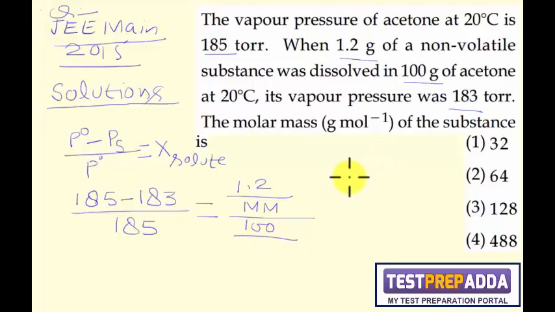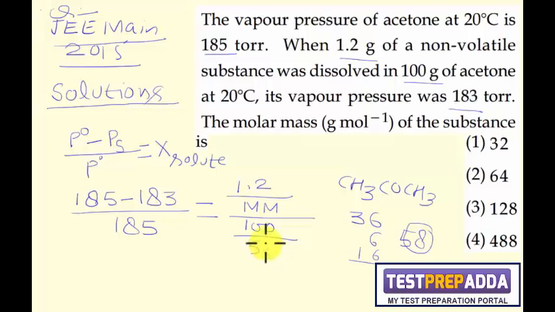Here solvent is acetone, that is CH3COCH3. If you try to find molar mass of this solvent, 3 carbon, it will be 12 into 3, means 36. 6 hydrogen atoms, that is why 6, and 1 oxygen, so 16. Total it comes as 58. Molar mass of solvent is 58.